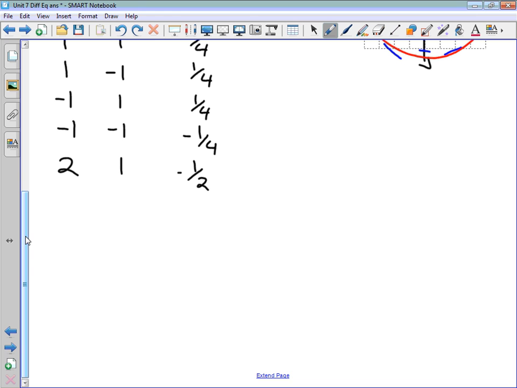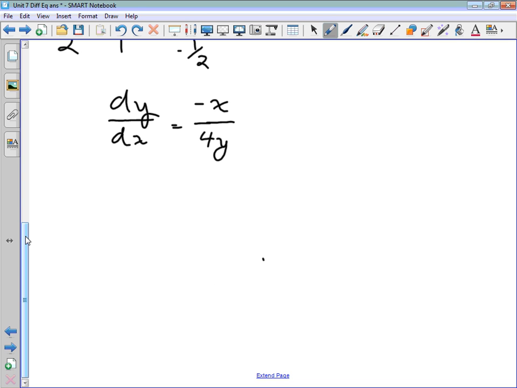So our differential equation here is dy/dx equals negative x over 4y. How do we solve this? Well, this is a separable differential equation. We can bring all the y terms over to one side, and the x terms over onto the other side. We do that, and then integrate on both sides. So we're going to be integrating 4y dy and negative x dx.